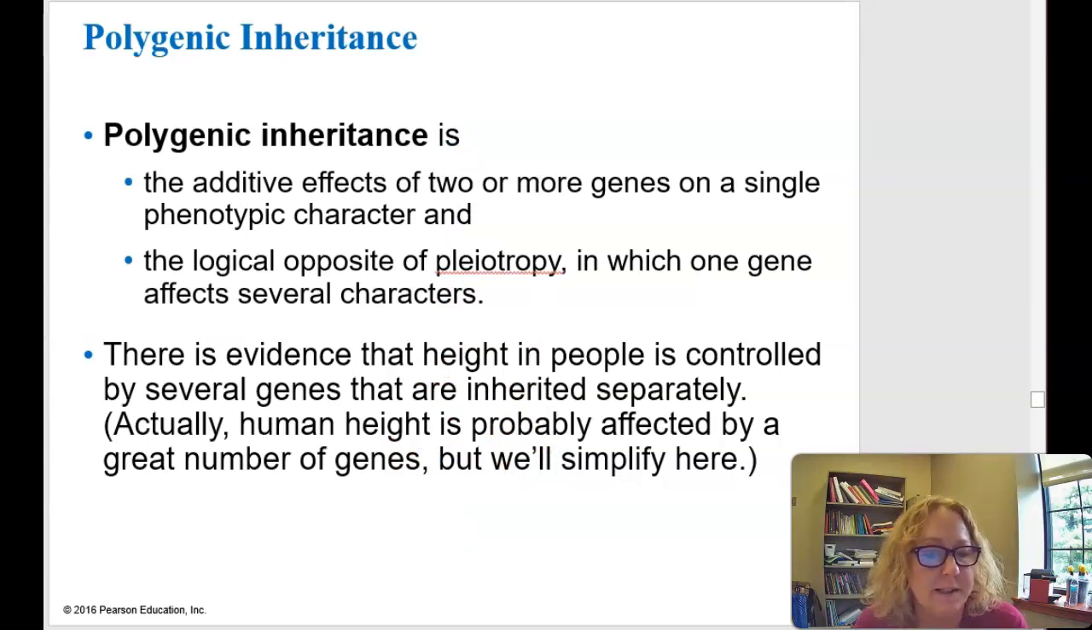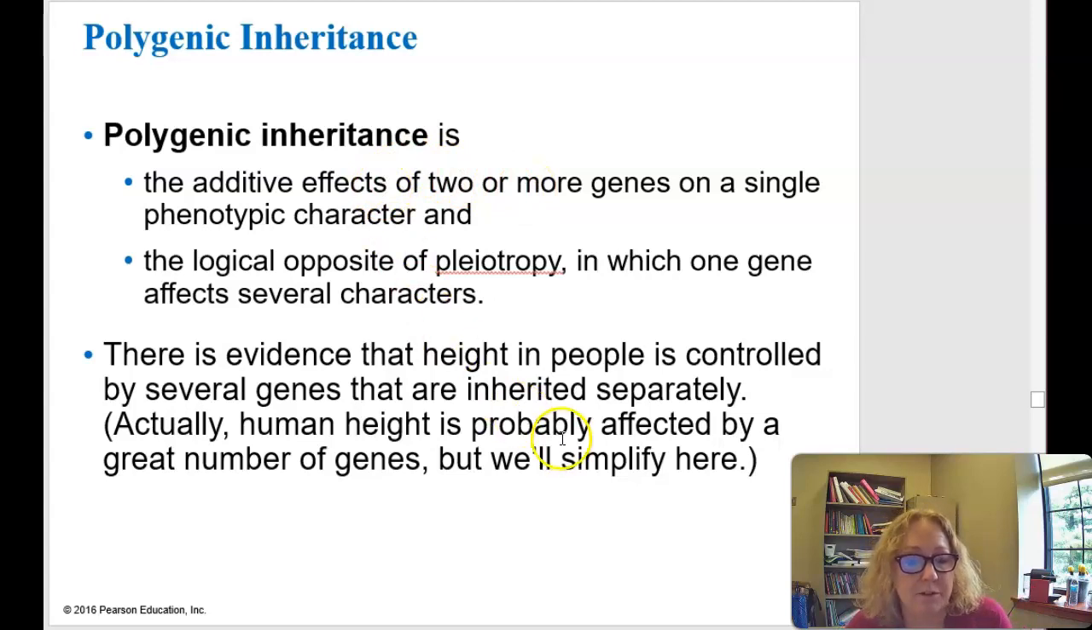Polygenic inheritance. This is the additive effect of two or more genes on a single phenotypic character. So it's basically the logical opposite of pleiotropy, in which one gene does several things. Here, it takes multiple genes for the effect.